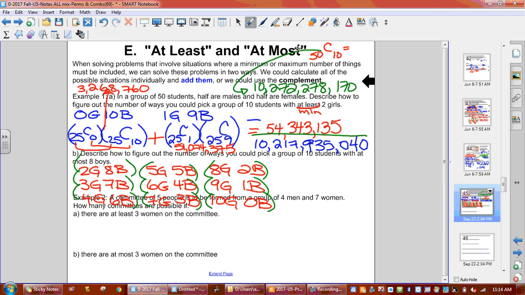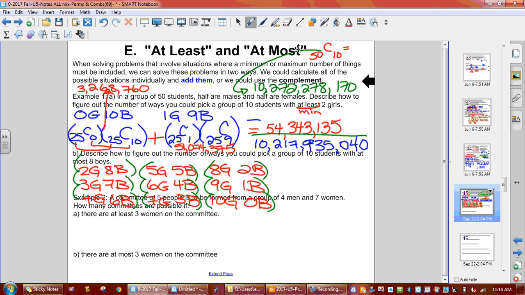Now it says, how many different ways could you pick a group of 10 students with at most 8 boys? Well, that means maximum 8 boys. What does the maximum 8 boys mean? That means you can't have 9 boys and you can't have 10 boys.